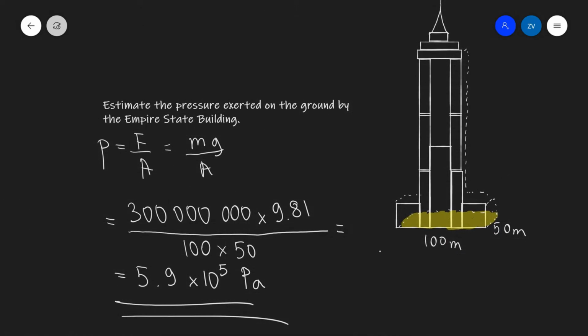Once again, what we did was we made an educated guess on some of the values, which was the area, and additionally we made an educated guess for the mass. Then we made some calculations with those values and we got an answer of 5.9, or about 6 times 10 to the power of 5 pascals.